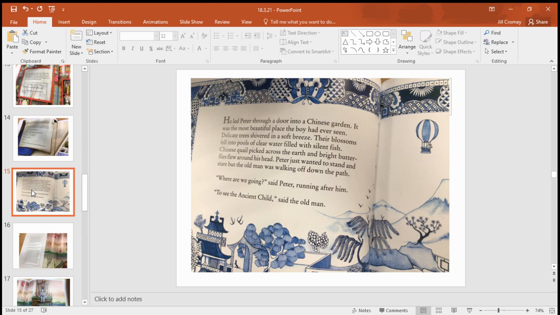It was the most beautiful place he had ever seen. Delicate trees shivered in a soft breeze. Their blossoms fell in pools of clear water filled with silent fish. Chinese quail picked across the earth, and bright butterflies flew around his head. Peter just wanted to stand and stare, but the old man was walking off down the path. "Where are we going?" said Peter, running after him. "To see the ancient child," said the old man.